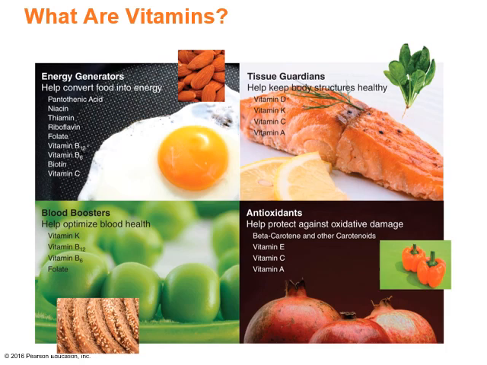And here are 4 of the roles that they typically will serve. They will either be considered energy generators in that they help to convert food into energy. And with each of these, you see some of the attached lists of vitamins. You don't need to memorize all of this, but just knowing these 4 basic classifications will help, and you'll see where each of the vitamins falls. So we have energy generators. We have tissue guardians. They help keep body structures healthy. Blood boosters, they help to optimize blood health, and antioxidants, and they help to protect against oxidative damage.